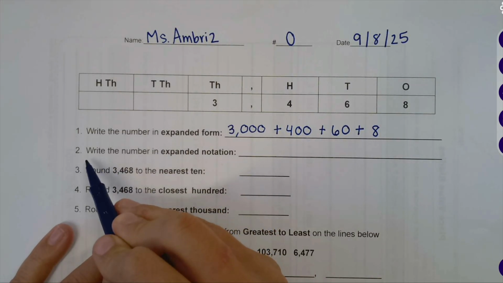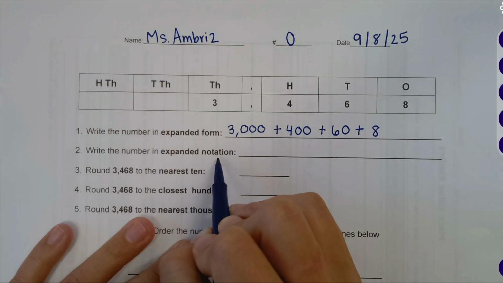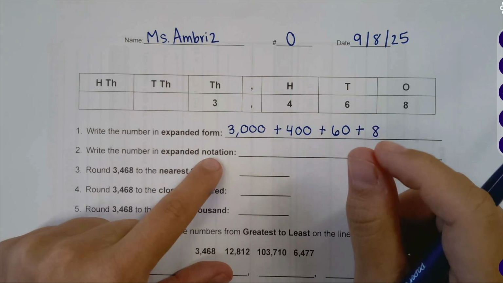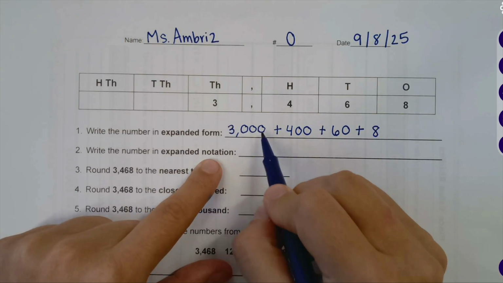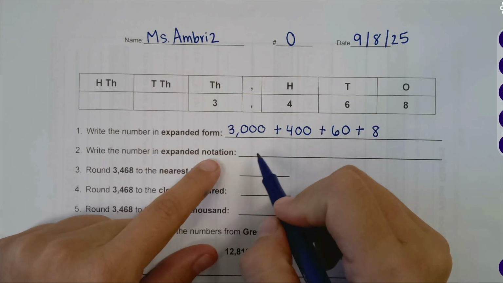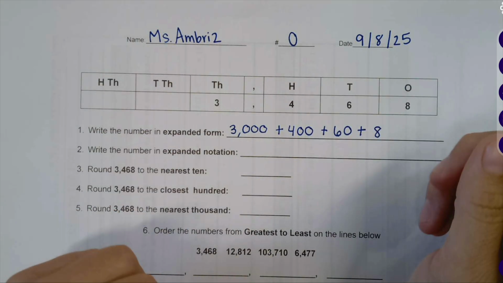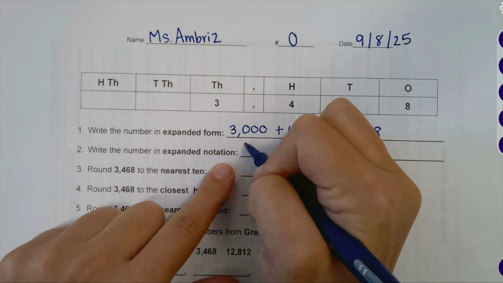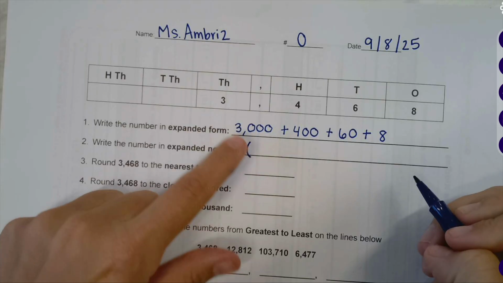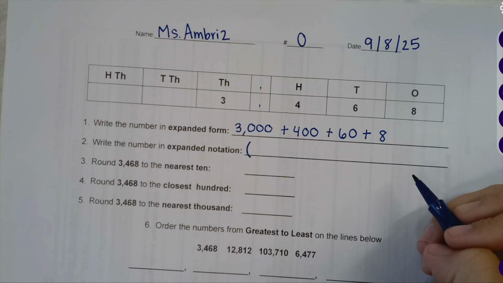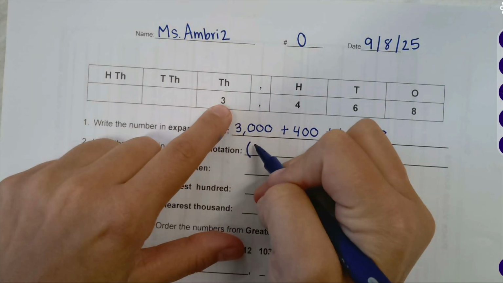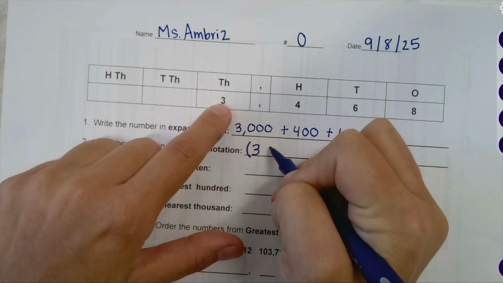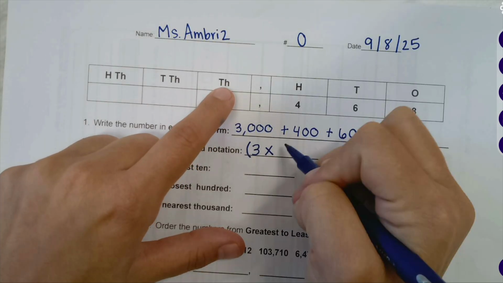Well, if I move into number 2, it says write the number in expanded notation. Expanded notation is a little bit different than expanded form. We're not going to use the value of each digit. We're going to say how many groups of that place value there are. And I'm going to show you what that means. Start with your parentheses. And I'm going to start in the 3,000s place. Well, I can see that there's 3, and the multiplication sign means groups of. 3 groups of thousands.